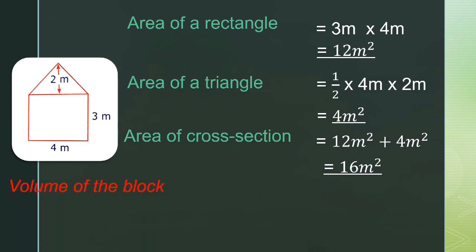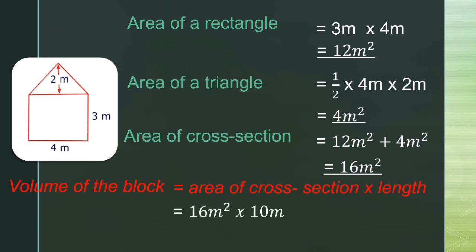Now, the volume of the block is area of cross section times length. So we have 16 meters squared, the area of our cross section, times our length, which is 10 meters. So we have 160 meters cubed.